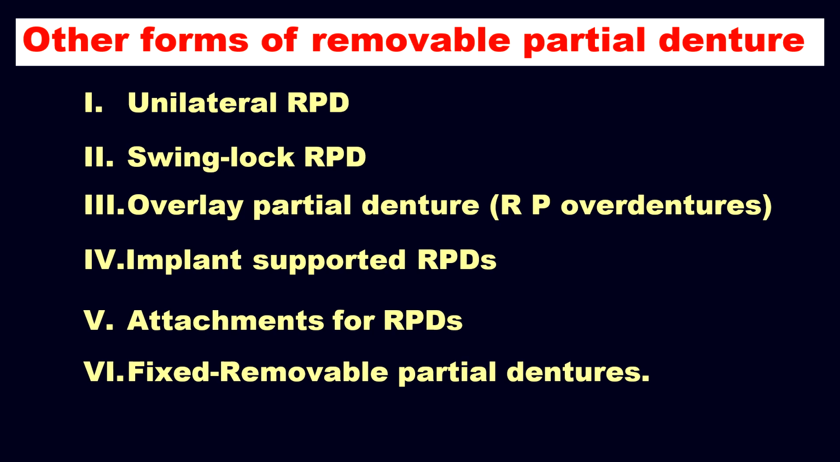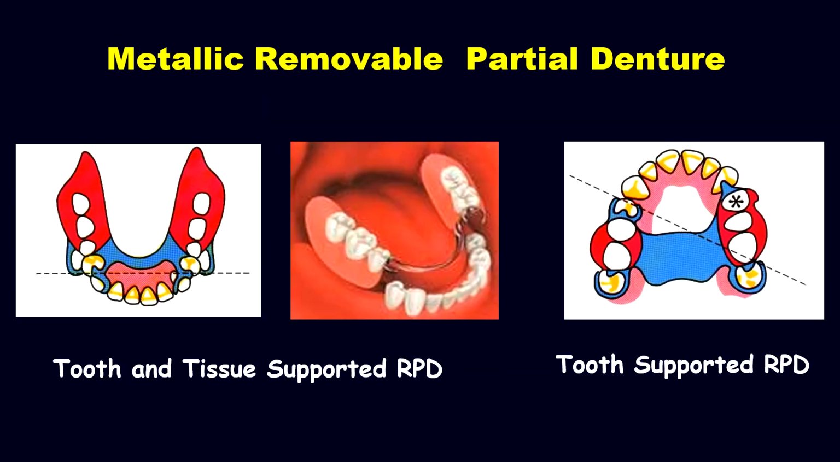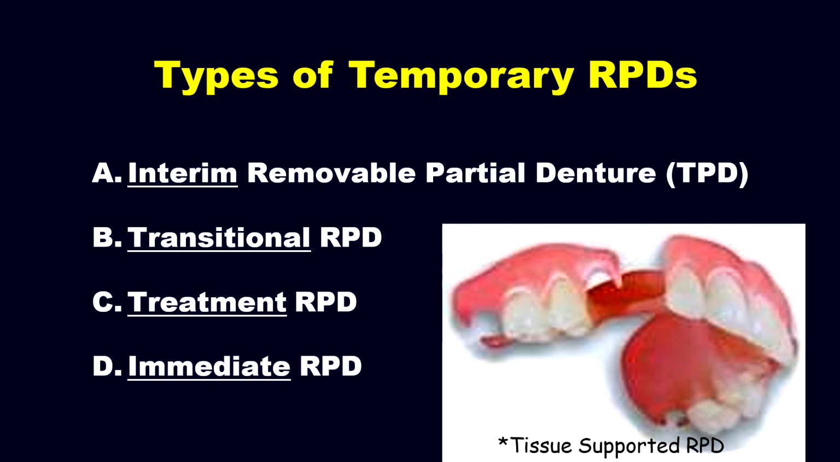Implants of the RPDs. It will also be seen about the attachments for RPDs. Metallic removable partial dentures can be tooth and tissue supported or tissue supported RPD alone. Types of temporary RPDs include TPD, interim RPD, transition, treatment, and immediate RPDs.